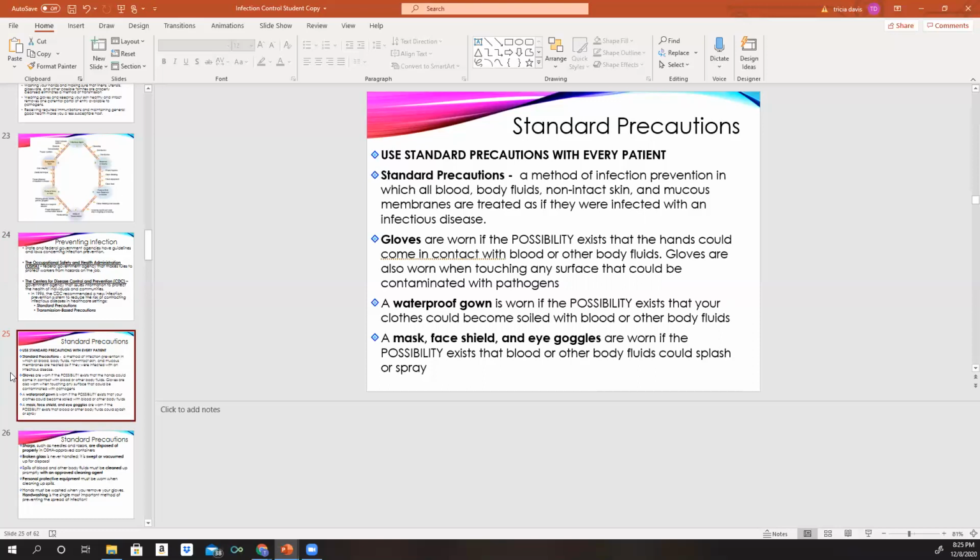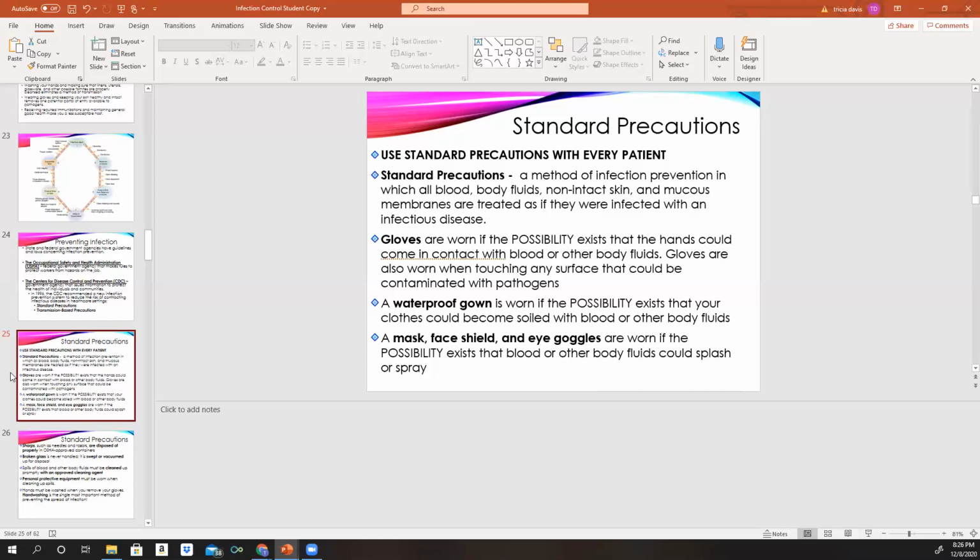So standard precautions is a method of infection prevention in which all blood, body fluids, non-intact skin, and mucous membranes are treated as if they were infected with an infectious disease. You have to assume that everybody has an infectious disease because you don't know what's going on with people. People are not always honest with you, so you always have to protect yourself and others and implement these precautions.